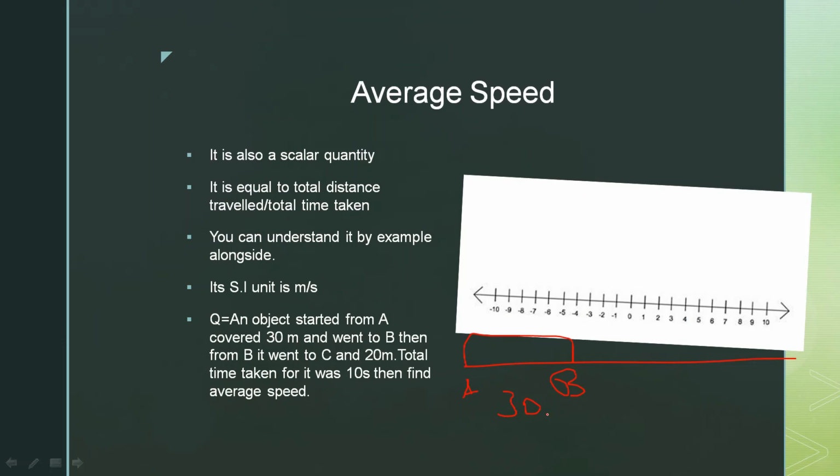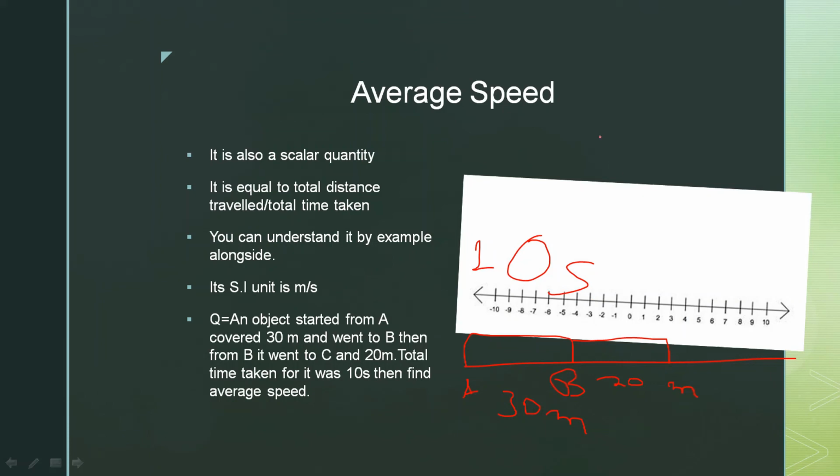Also, you have to mention the unit here. Here also you have to mention. And don't forget, I'm not mentioning the unit here as I don't have enough space, but you have to mention it, otherwise you can lose your marks. And then it went from B to C, which is 20 meter. Okay, and the total time taken here is 10 seconds. So what will be the average speed here?